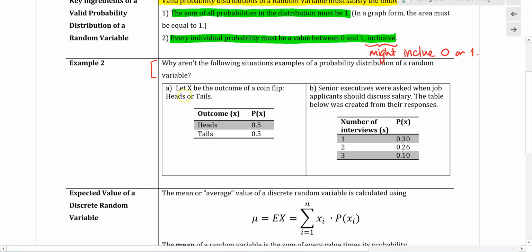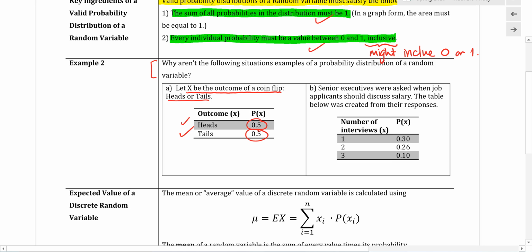So what they've done is they first defined what the random variable is. They said let x be the outcome of a coin flip, either heads or tails. So they've listed the two outcomes. They've listed the probability of each outcome. I mean, those add to 1, right? So we got that done. And they are between 0 and 1, or including 0 and 1, so that's done. So what's the problem here?